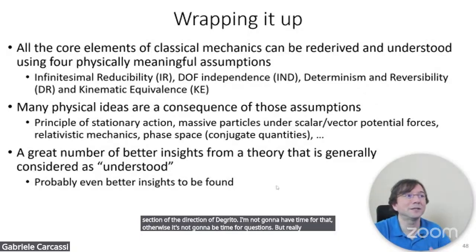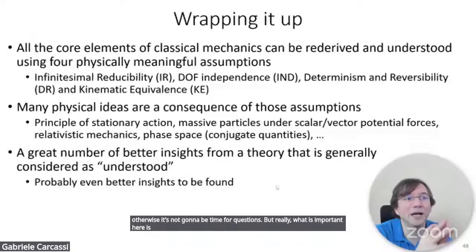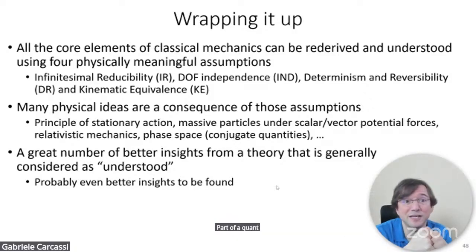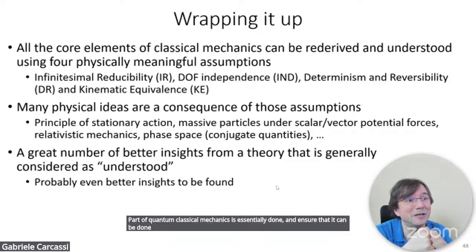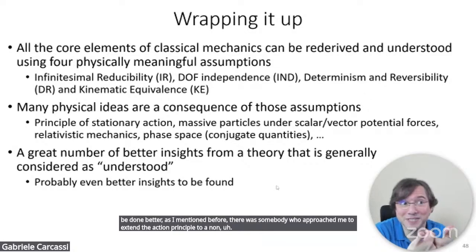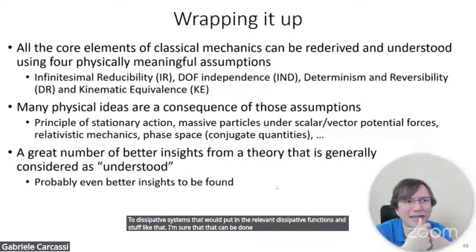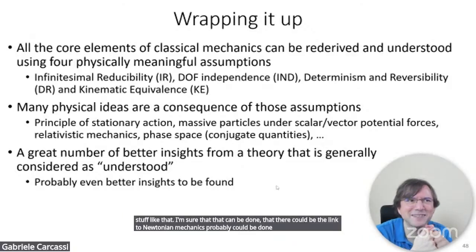But really, what is important here is that we have done a great deal of work on classical mechanics to understand all these pieces. I consider the reverse physics part of quantum classical mechanics essentially done. I'm sure that it can be done better. As I mentioned before, somebody approached me to extend the action principle to dissipative systems, to put in the Rayleigh dissipation functions and stuff like that. I'm sure that can be done. The link to Newtonian mechanics probably could be done more precisely, but I don't think any of these things will require any new assumption or new concept.